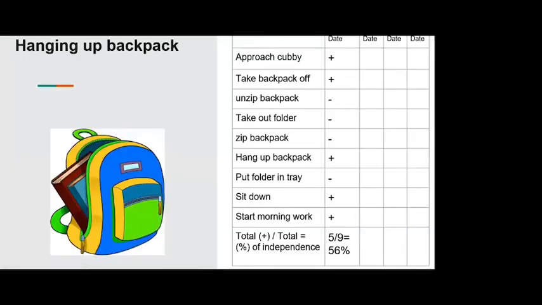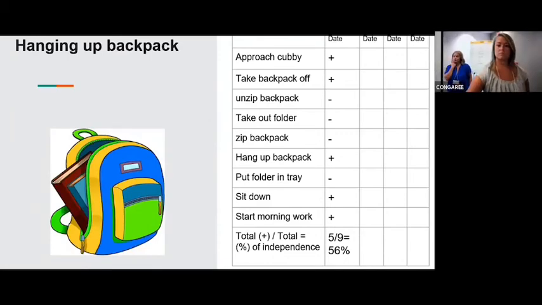Okay. This is just another example. This is one we use a lot at school, a morning routine. This was a skill that a lot of our kids needed to learn, and a lot of teachers had a hard time with how to track this and monitor progress on morning routine or unpacking. So we broke it down: approaching the cubby, taking off their backpack, unzipping their backpack, taking out their folder, zipping their bag back up, hanging up their bag, putting their folder in the tray, sitting down, and starting their morning work. So this was a skill that the student was only doing 56% of.